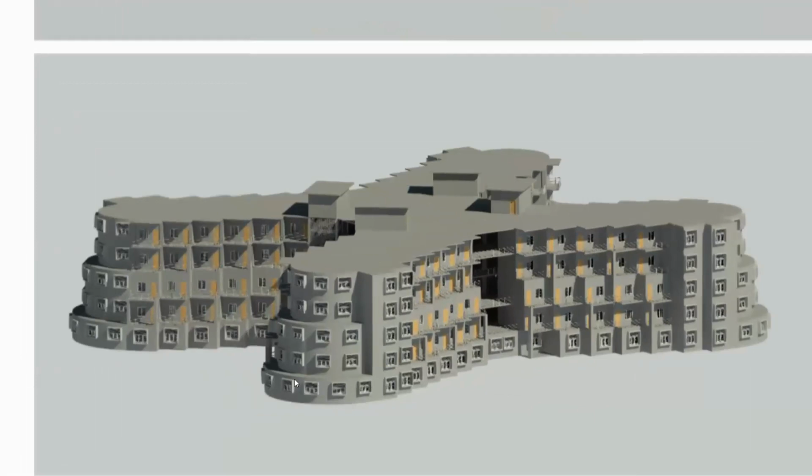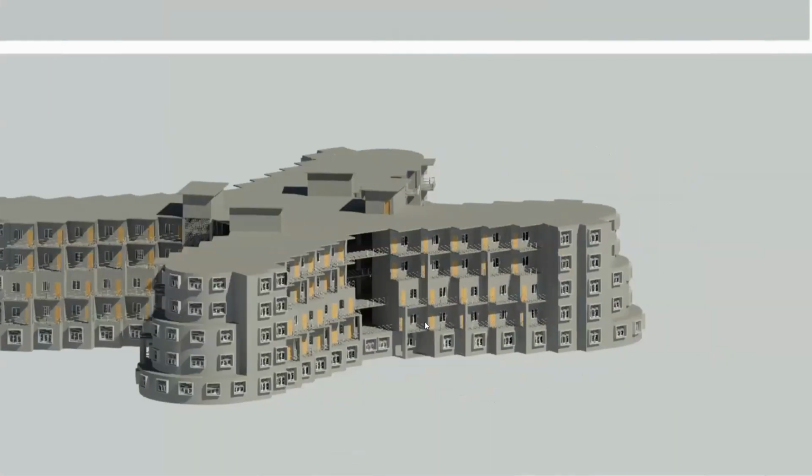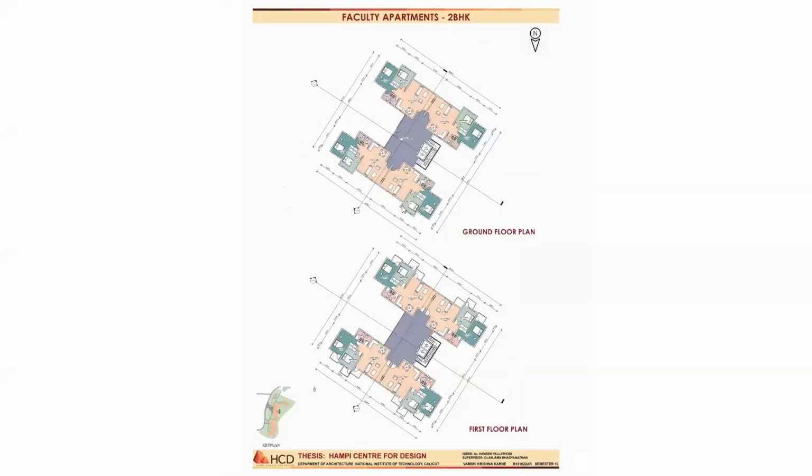This is all the common room areas, and for each and every room we have these balcony spaces, providing a good large view angle to the outside of the site. Here these are the faculty apartments, mainly provided as 2 BHK and 1 BHK apartments.